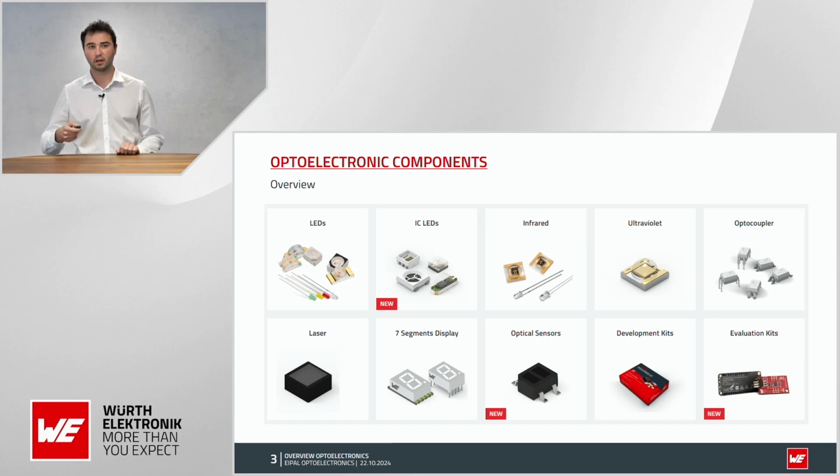So we have optoelectronic components in all of these different wavelength spectrums. Here you see an overview from our website. The LEDs, IC LEDs and 7-segment displays are all for displaying or signaling something, and they all emit in the visible range. Then we have the infrared components, optical sensors and lasers, which emit in the infrared range. Then we have ultraviolet LEDs, which of course emit in ultraviolet, UVA and UVC.